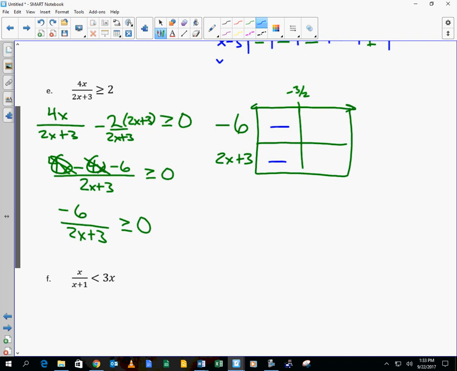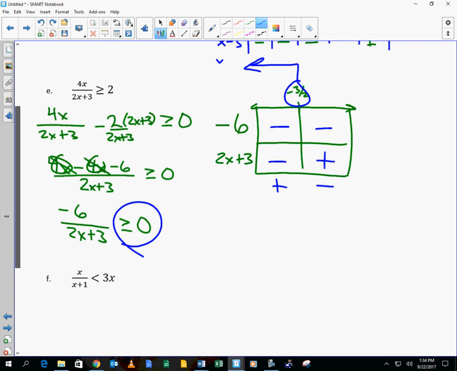Is there anywhere to plug the 0 in for the -6? It's just always negative. If you plug in 0 here, you get positive. So 2 negatives make a positive, and 1 negative. Are we wondering where it's positive or where it's negative? We're wondering where it's positive due to the greater than 0 symbol. Okay? So it's positive back here.